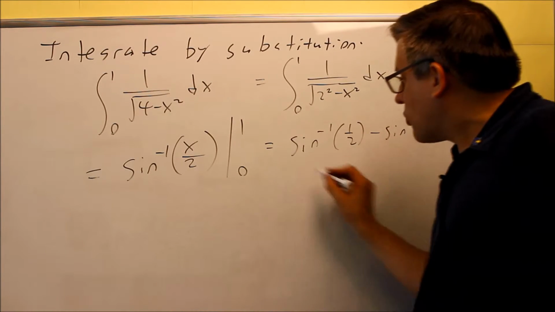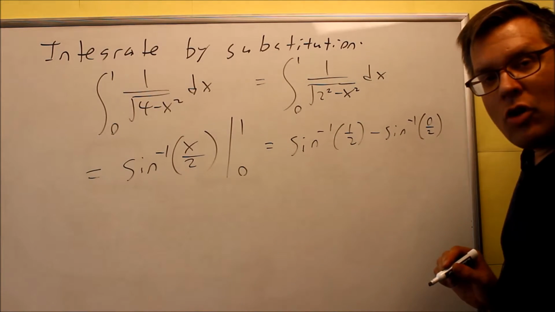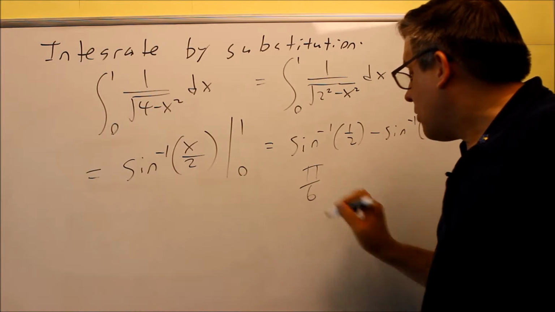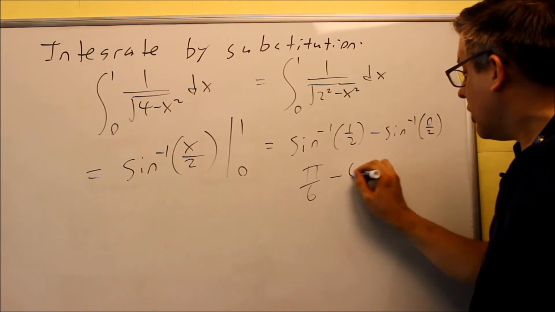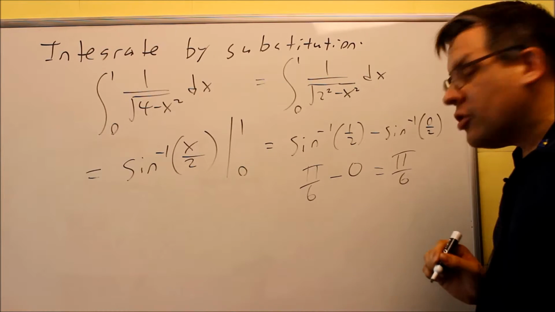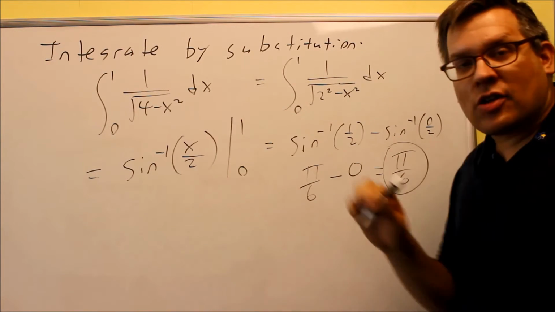Okay, so we have to just remember some trig here for each one of these. Inverse sine of 1/2, that's our 30 degrees, which is the same thing as pi over 6. And then this one over here, inverse sine of 0 is 0. So then when you subtract all that, you'll get pi over 6. So pi over 6 would be the final answer to this one.